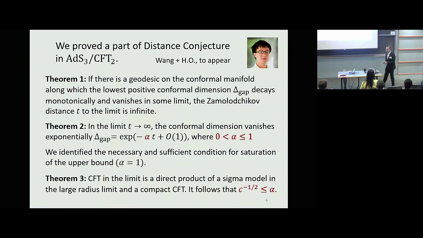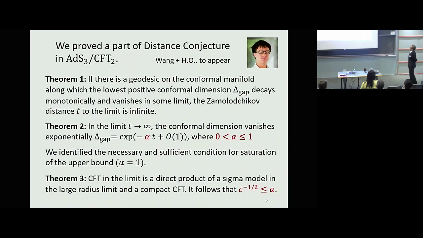So today I would like to explain to you these 3 statements. And hopefully this is, well, I cannot claim this as proof at the rigor of mathematics, but I hope it will be at the level agreeable to the theoretical physicist. So there are 3 statements I would like to present. One is that if there is a geodesic on the conformal manifold along which the lowest positive conformal dimension, which you may call a gap in conformal dimension above the vacuum, decays monotonically and vanishes at some point, then the holographic distance measured by this conformal field theory calculation to that limit is infinite.